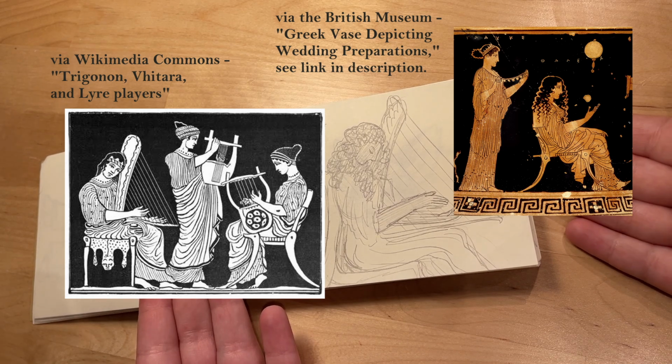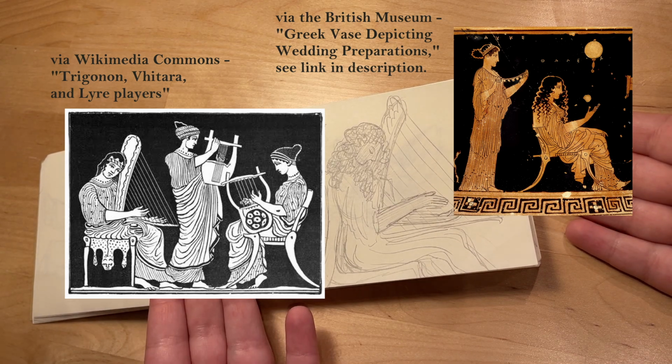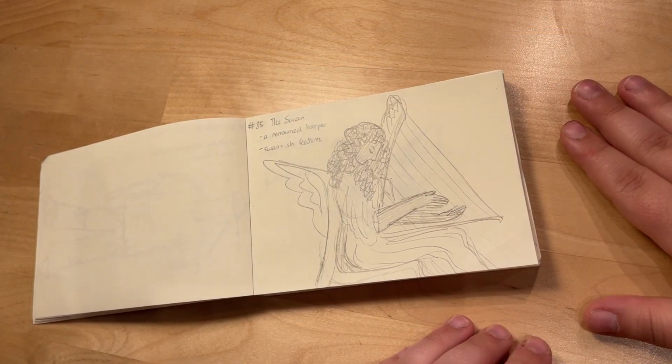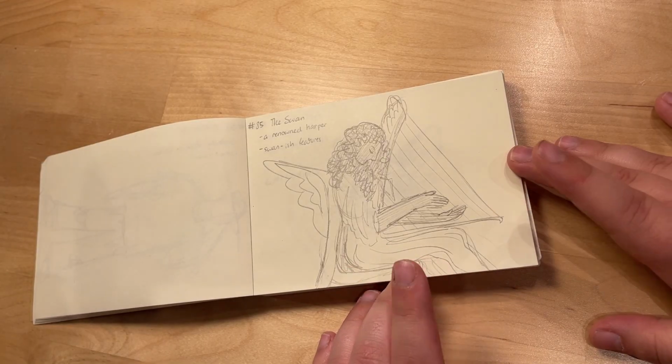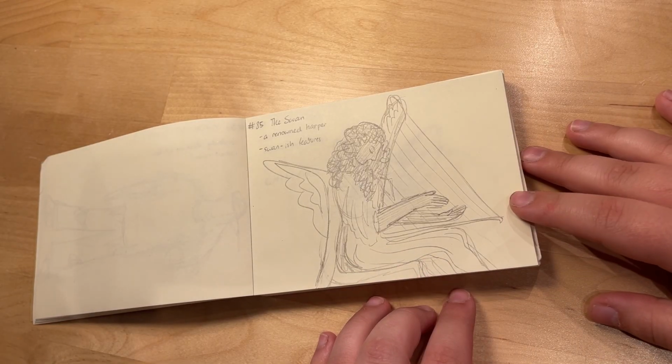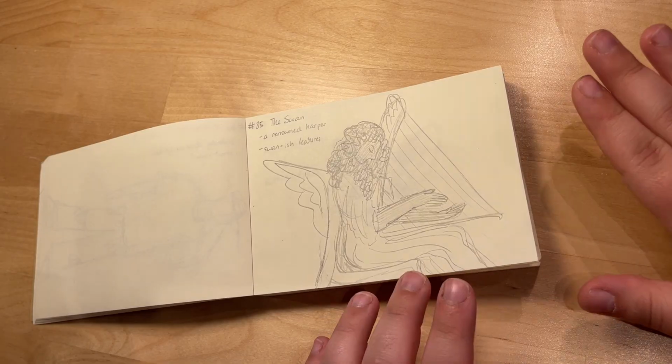We have a wedding scene and a harp player, which is a harper, not a harpist, I learned recently. So we'll draw her today. I think she would do great in digital, maybe a lineless sort of style. So we will see how that goes.